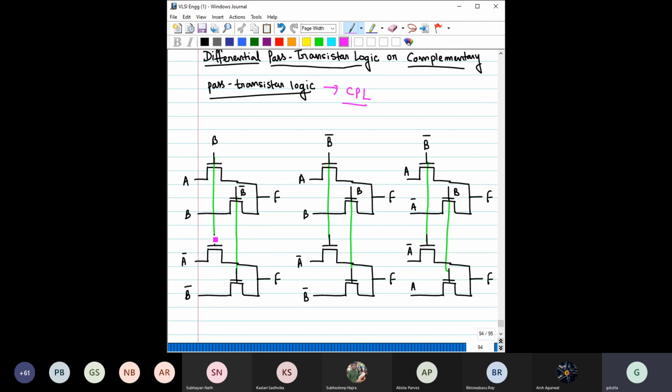This green line indicates a connection, and these are the same gate inputs which are driving these two transistors. Same gate input here, and similarly for all of them, right? Now, can you please calculate what is the function that you are getting here? Anyone for the first block? What is the logic that you are getting here?